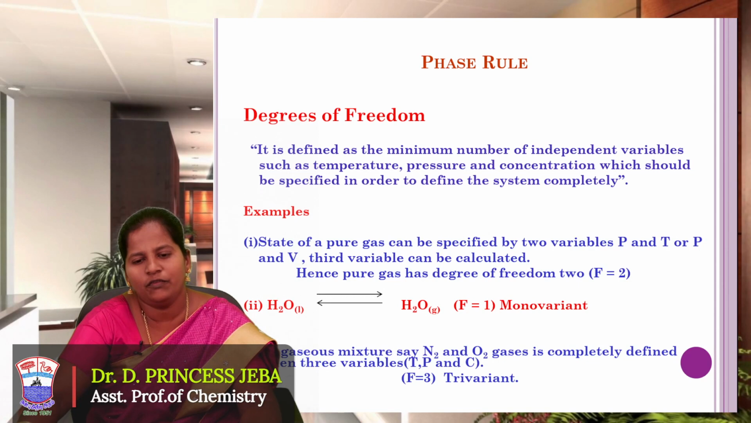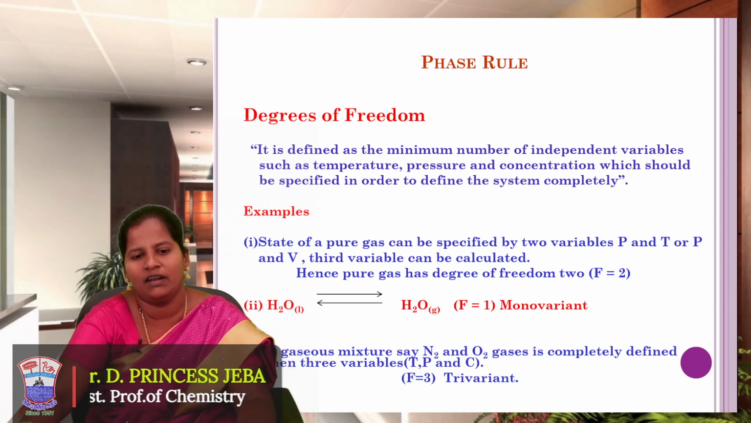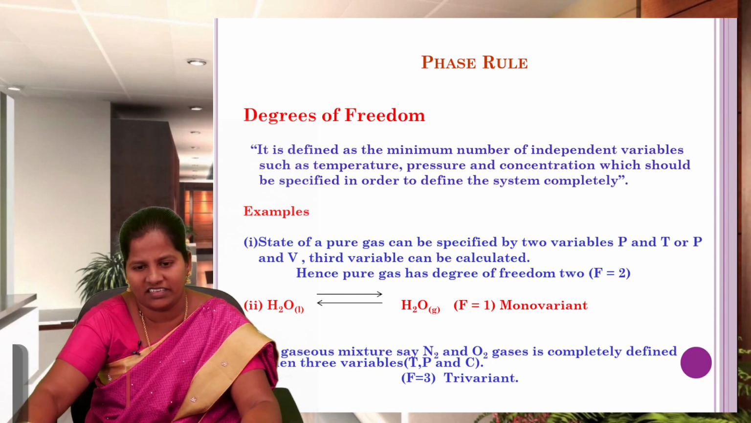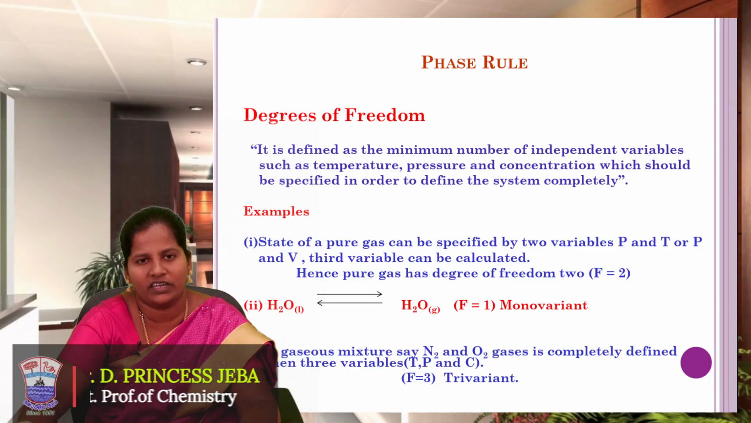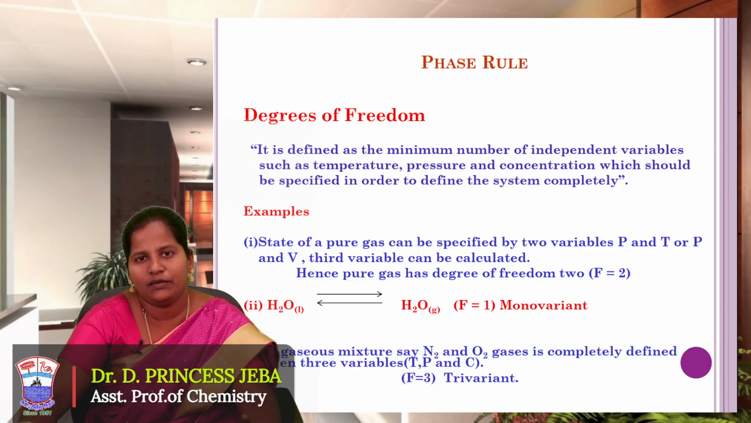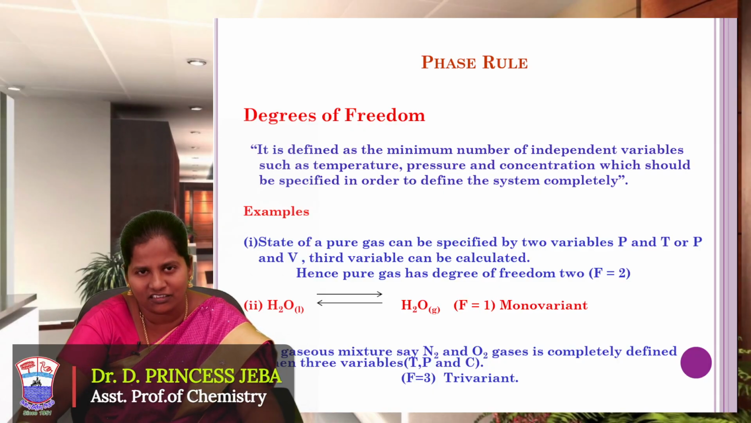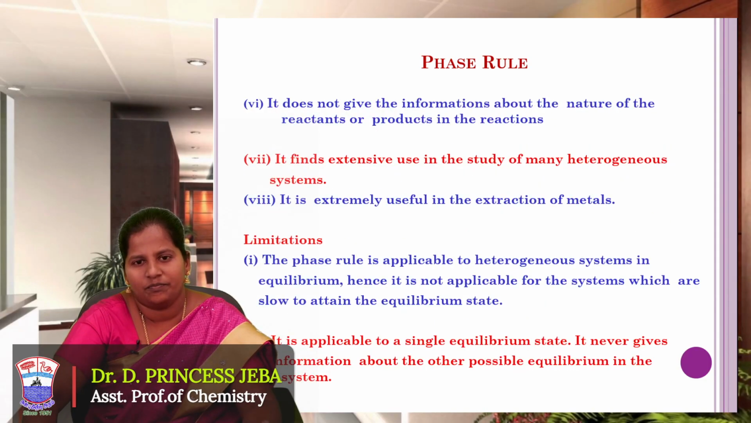For example, if you have a mixture of gases, for example, nitrogen and oxygen, if you want to completely define nitrogen and oxygen, we need 3 variables. What is the concentration of nitrogen? At which temperature nitrogen is in the gaseous phase, and at which pressure it liquefies. So we need 3 variables for explaining the mixture of gases.